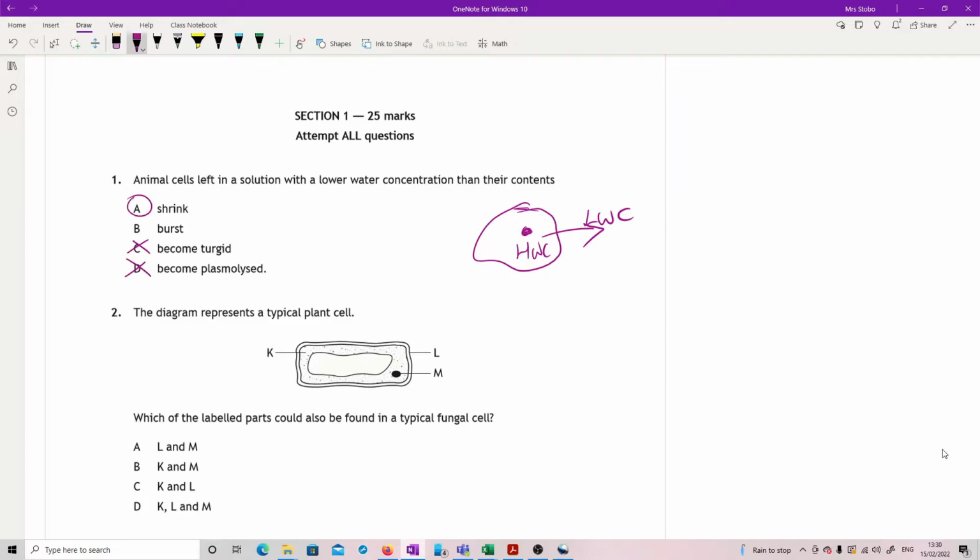Okay, it's not C and D because these are plant things, and burst would be if they'd had water come into it. Okay.